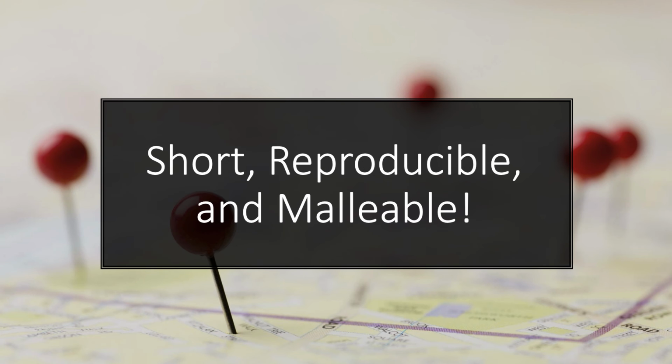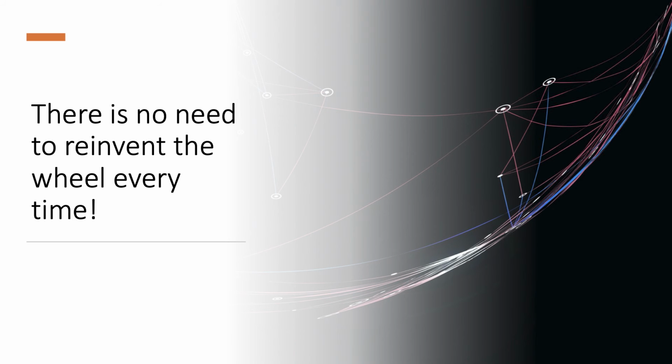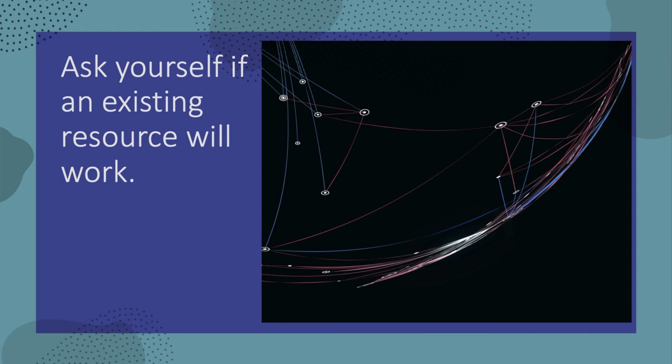But in terms of larger modules, the key is still to keep things short, reproducible, and malleable. To begin with, leverage existing library and open resources. There is no need to reinvent the wheel every time you create a teaching module. YouTube has a wealth of great resources, and many libraries have sets of videos that can easily be used in many different contexts. While you might want to customize a video on searching the library catalog for a specific topic for a specific class, ask yourself if the existing video on searching the library catalog will work. This attitude will really help keep the creation of information literacy modules sustainable.